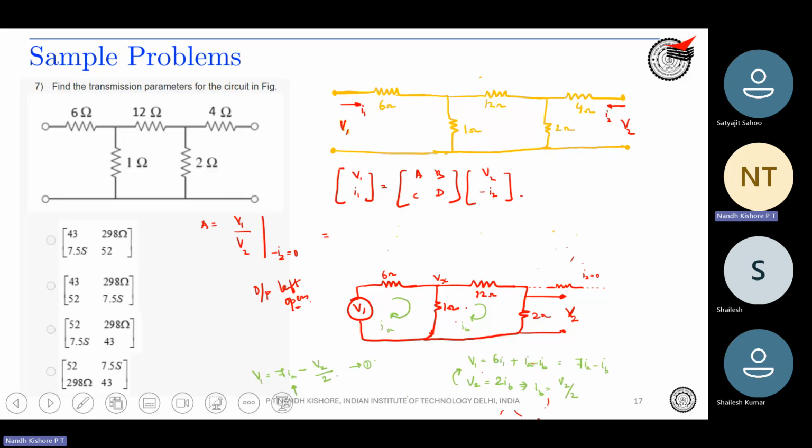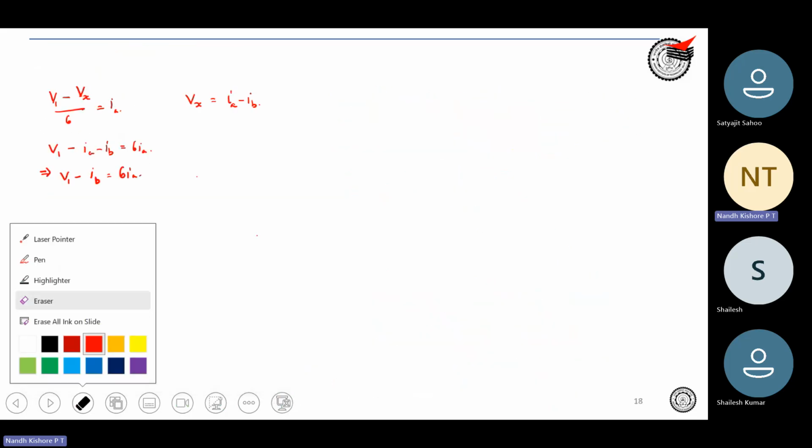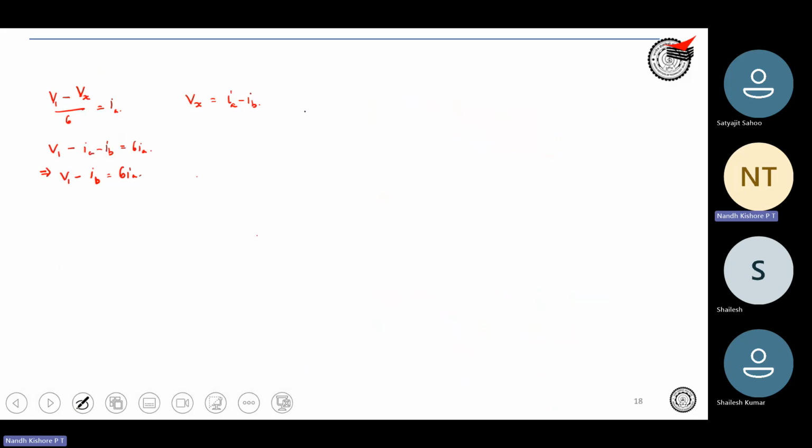The point is over here we don't know the values for V1 or V2, right? So that is why we cannot directly solve by this method. What we can do is break this entire network. I'm doing it by a different method now. I think that will be fine.